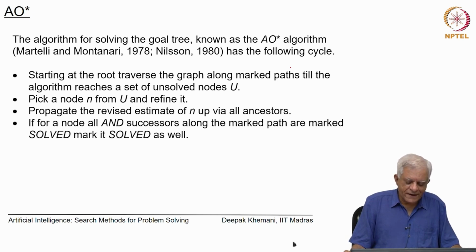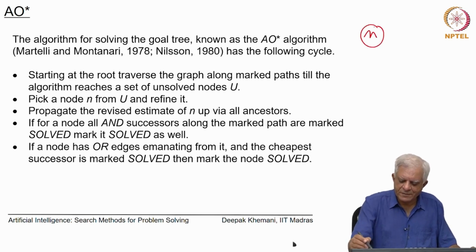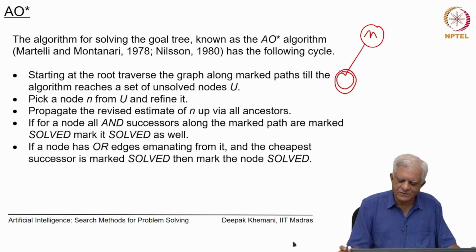For a node, if all its AND successors along the marked path are marked solved, mark it as solved as well and propagate it up. If it has OR edges emanating from it, then if the cheapest successor is marked solved, which means that the best choice is leading to a solved node, then you can mark it solved. So, a node n can be marked solved if the best OR choice is marked solved. We will use double circles to mark it as solved.